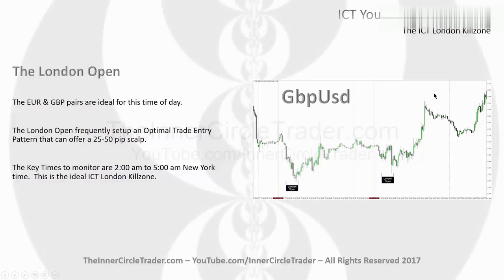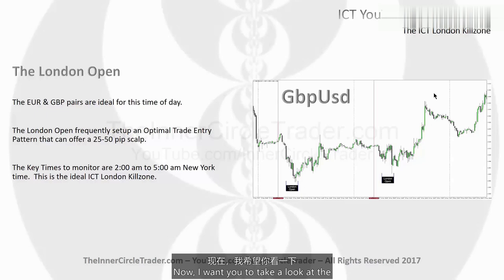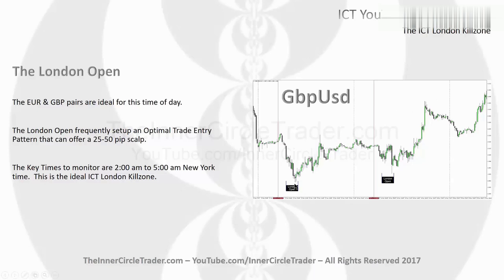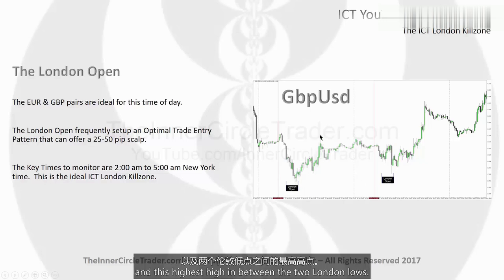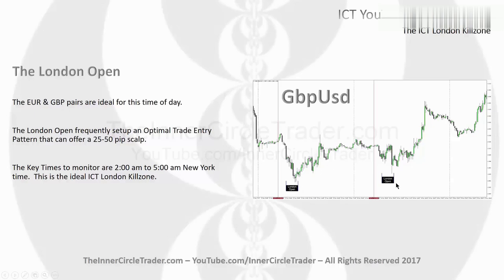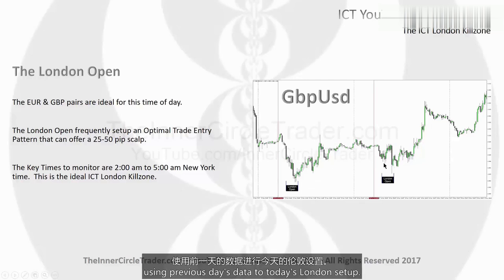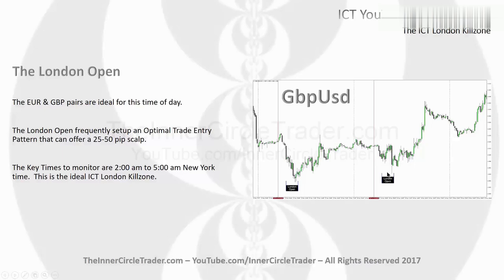takes off aggressively. Now, I want you to take a look at the relationship between one London Open low and the immediate day after London Open low. Okay, we have a range that's framed by the low here and this highest high in between the 2 London lows. This is your trading range right here. And this would be an optimal trade entry long using previous day's data to today's London setup.